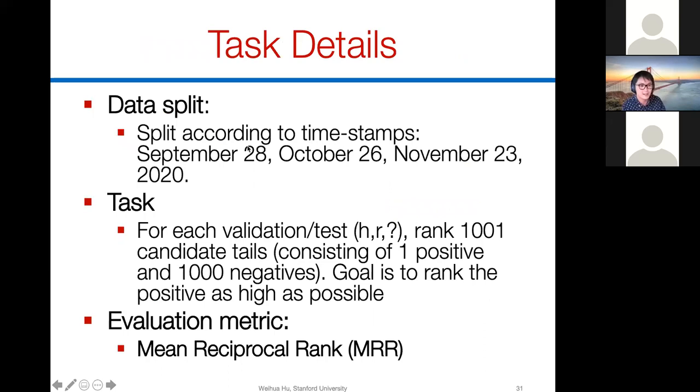In more detail, our data split is based on time. We download Wikidata at 3 different timestamps, and we use the edges from September as training edges, the October ones for validation, and the November ones for testing. The task is conventional KG completion: for each validation or test triple, given the head and relation, we want to predict the tail entity. We provide 1,001 candidate tails, and we want the model to choose the one true tail entity out of these candidates. The evaluation metric is the commonly used mean reciprocal rank.